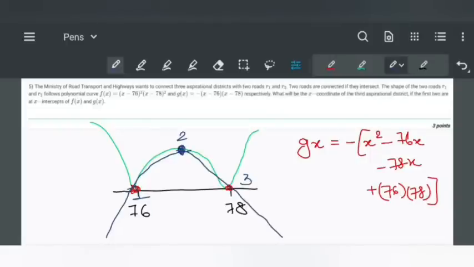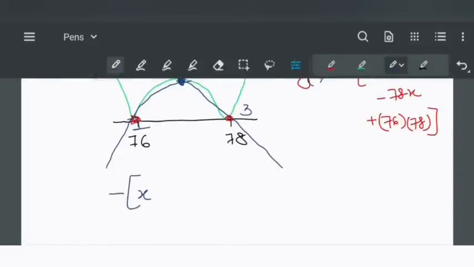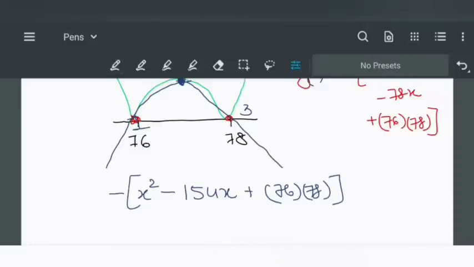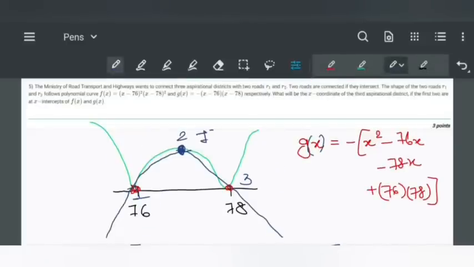So we have to find the x coordinate of the second point. We can do it by two methods, taking the local maximum of f of x or the maxima of g of x. So we will go for the maxima of g of x. Let us write the function g of x is minus of x squared minus 154x plus something, 76 multiplied by 78, which we don't require. On differentiating this function, you would get minus 2x minus 1 plus 154 is equal to 0, which implies x equals 77. So the x coordinate of the second point is 77. Hence your answer is 77.